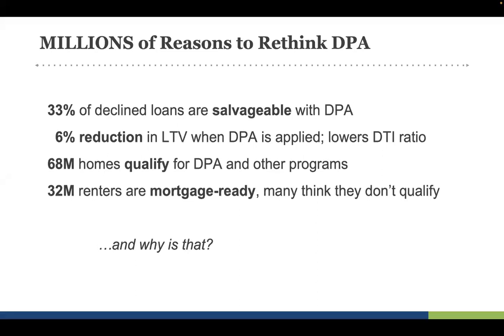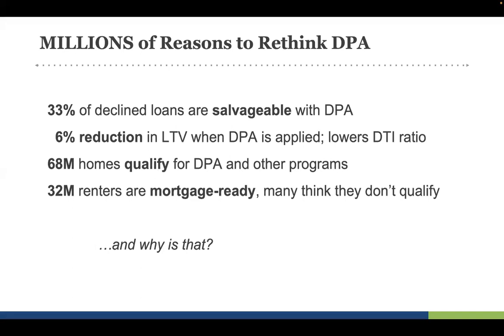We have found through analyzing almost 4 billion in declined loan volume that 33% of declined loans on average were salvageable with a DPA when they were declined because they were income and credit qualified and eligible for down payment help, and declined for cash to close or ratios, which a down payment program can address. In fact, on average, through those studies, we found a 6% LTV reduction when you took the best available down payment assistance program, which also then not only addresses cash to close, but lowers the ratios.